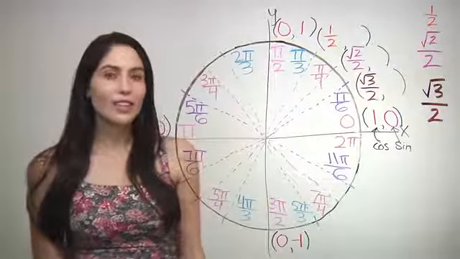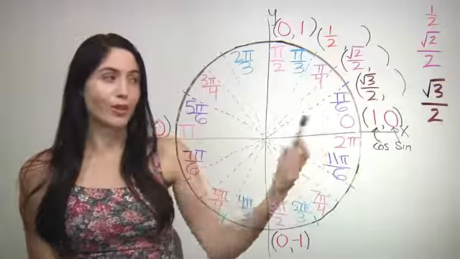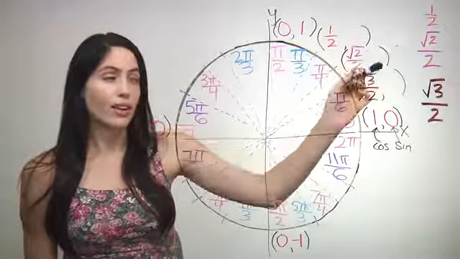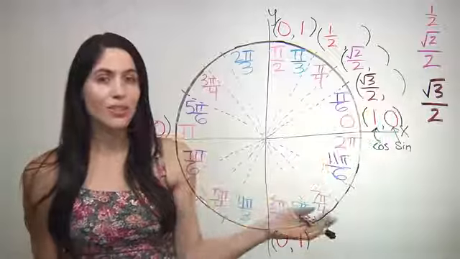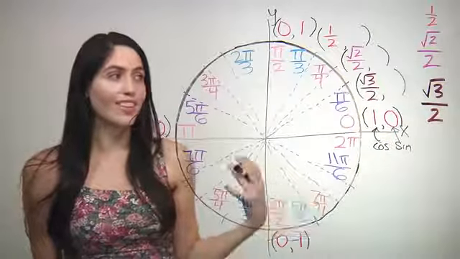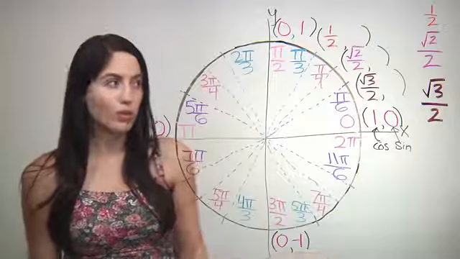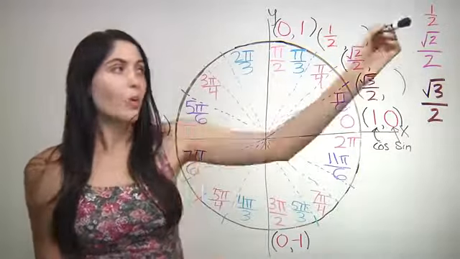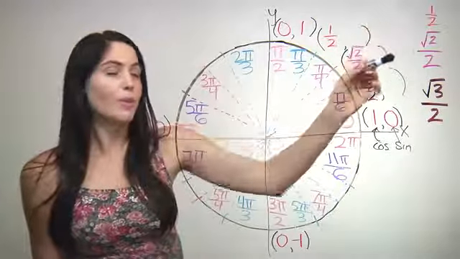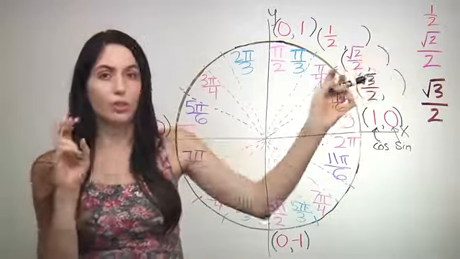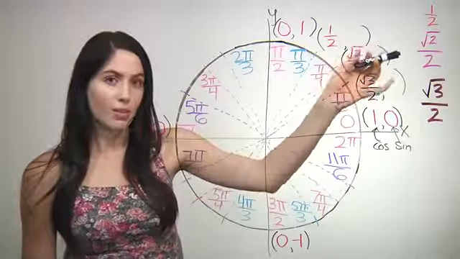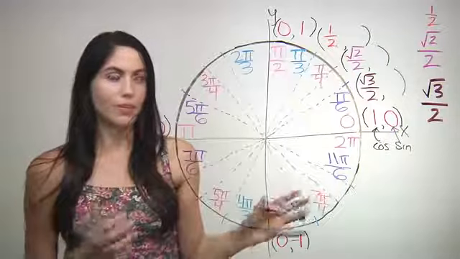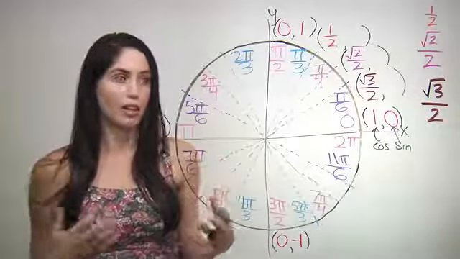All right, so let's fill in the points for the other angles in the circle. All you need to remember are these 3 numbers. You probably wish they were nice, neat, whole numbers, but they're not. They have square roots and fractions in them. Just remember, 1/2 is the smallest number. Square root of 2 over 2, or root 2 over 2, is the middle-sized number. And root 3 over 2 is the largest number. You're going to be using these again and again and again.